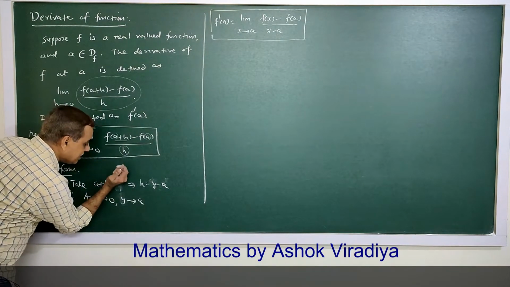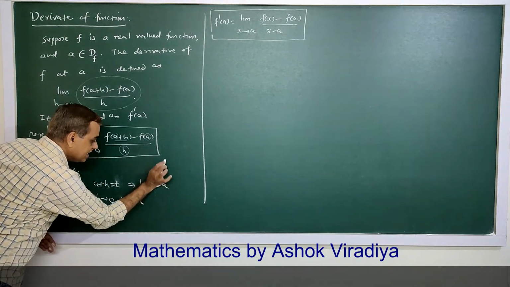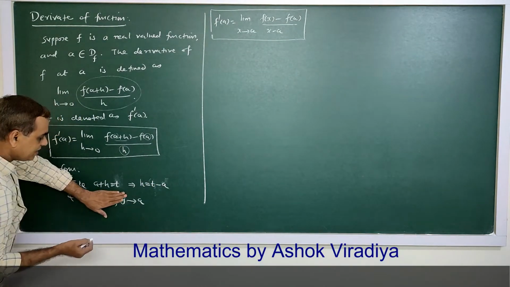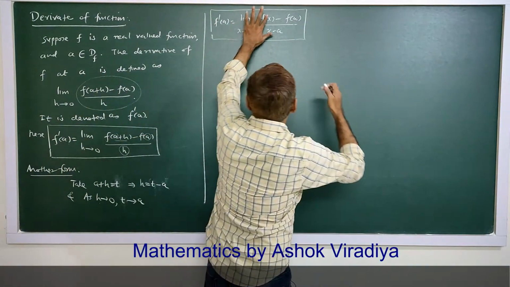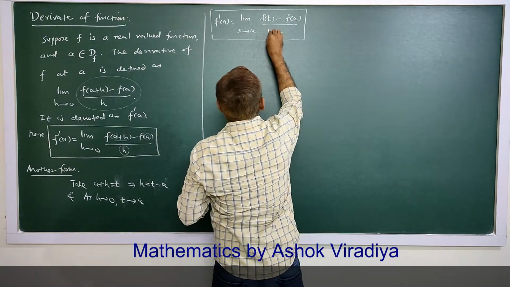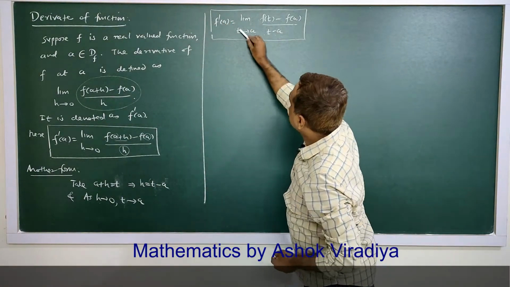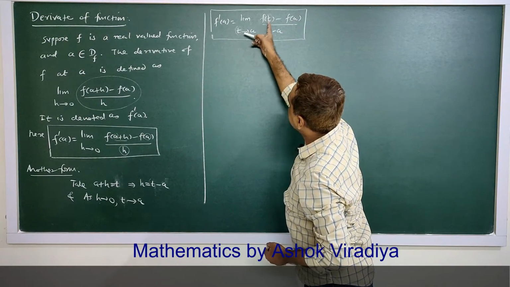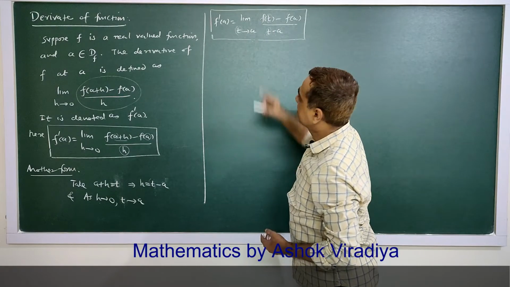Let us keep t here. Suppose I use t instead of x. So this will be t minus a, and this will be t tends to a. So here a plus h is t, and this will be t minus a. So this is a variable, and here you can use any symbol. You can use x or y. Any symbol can be used as a variable.